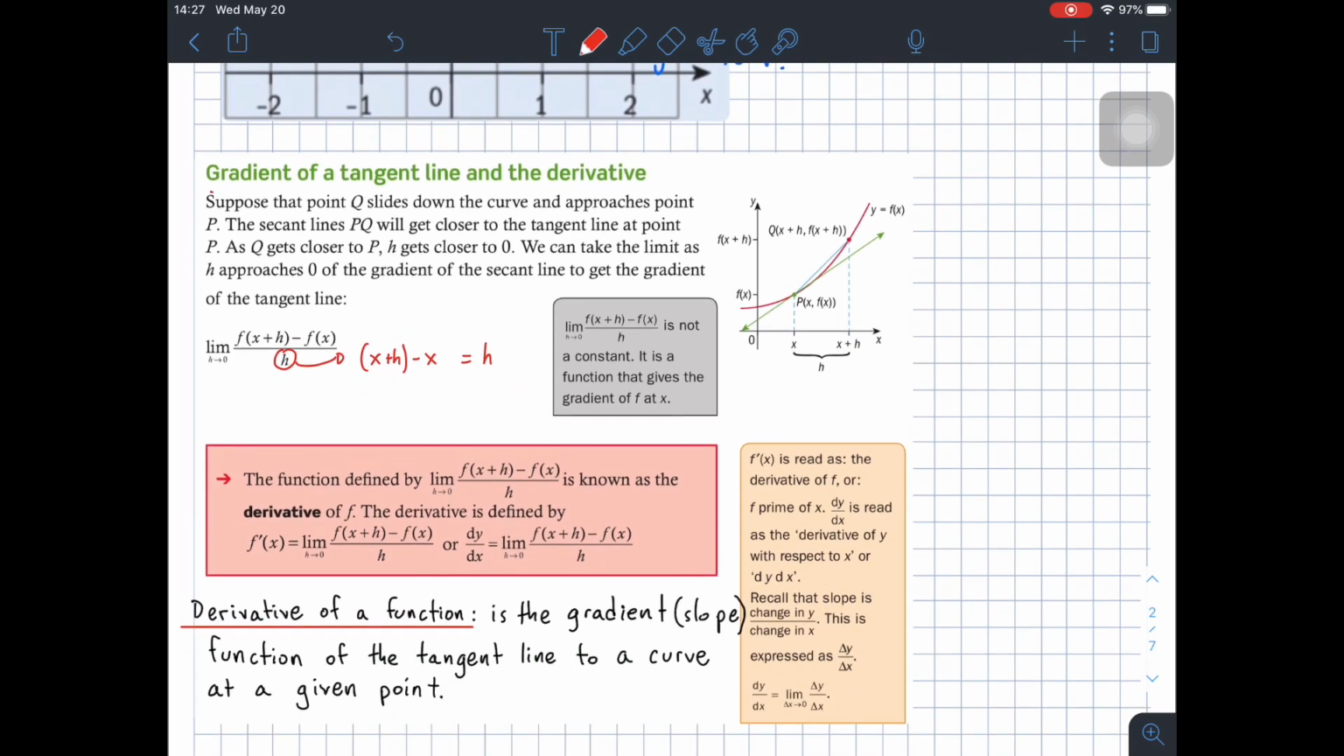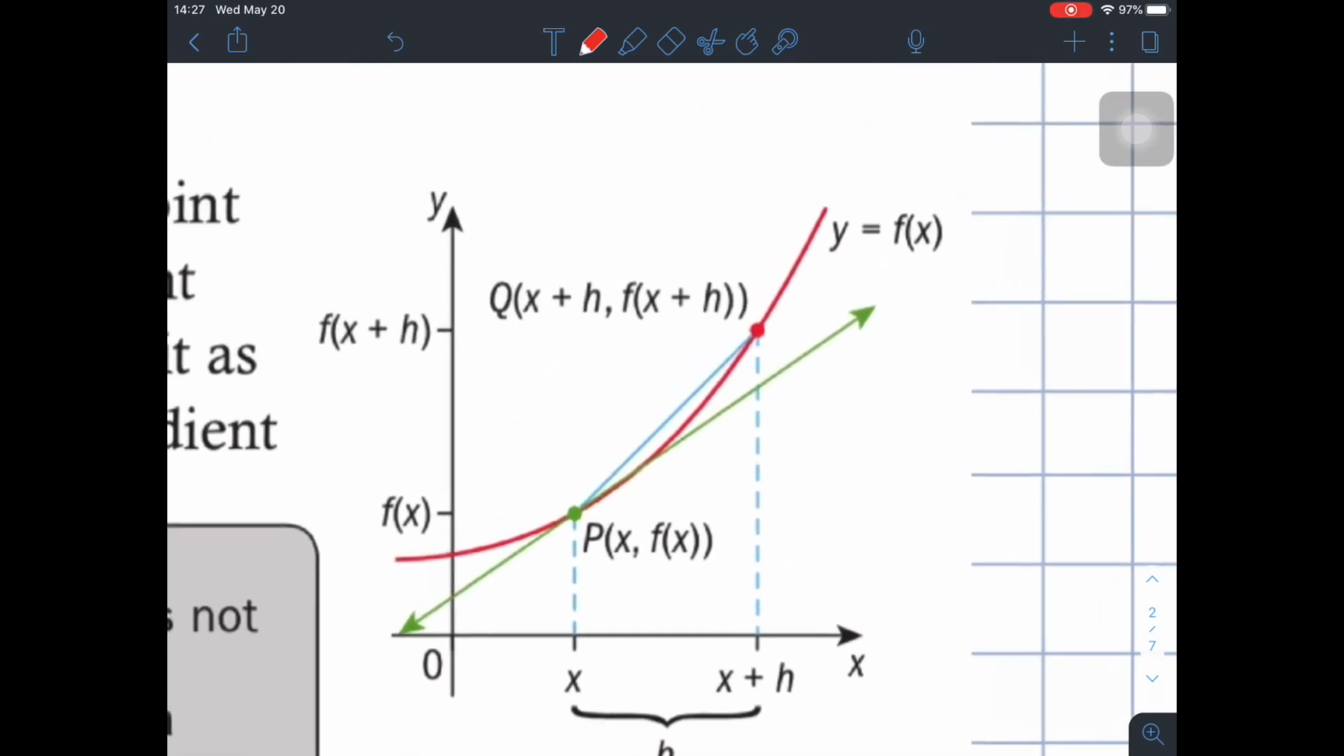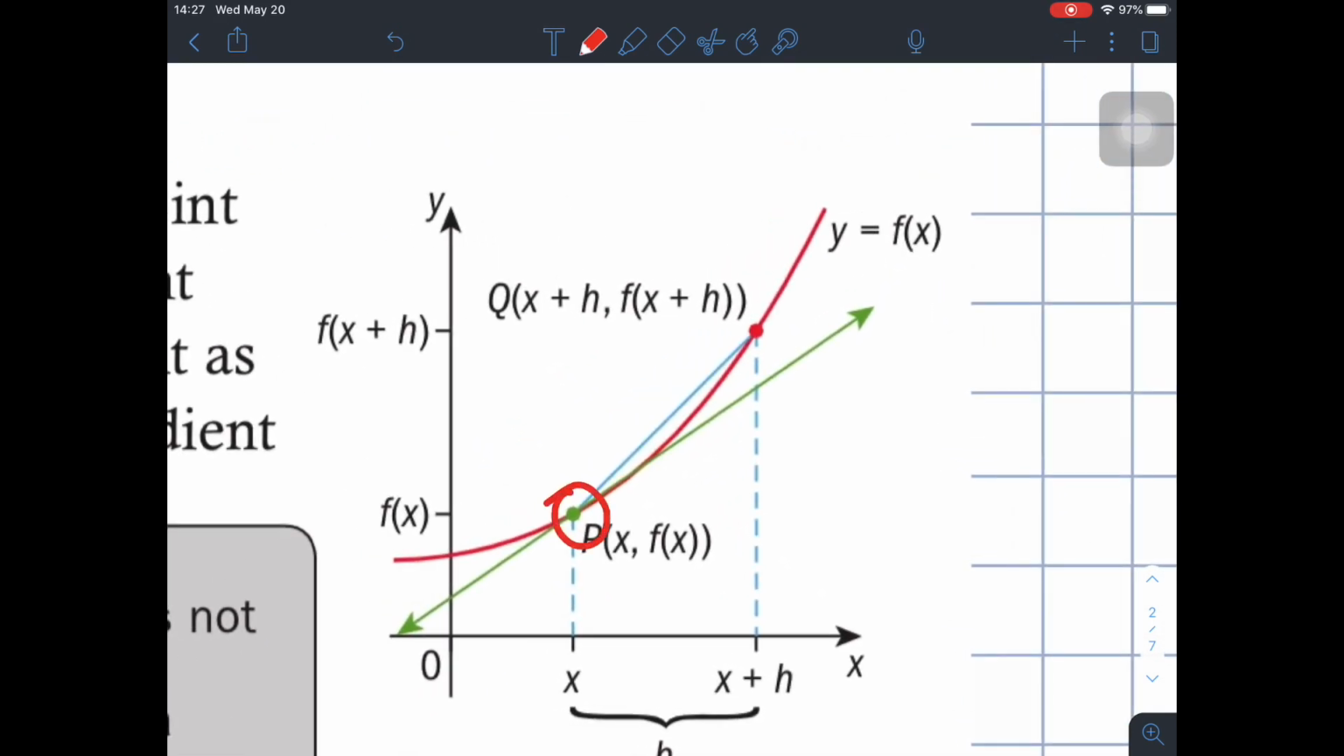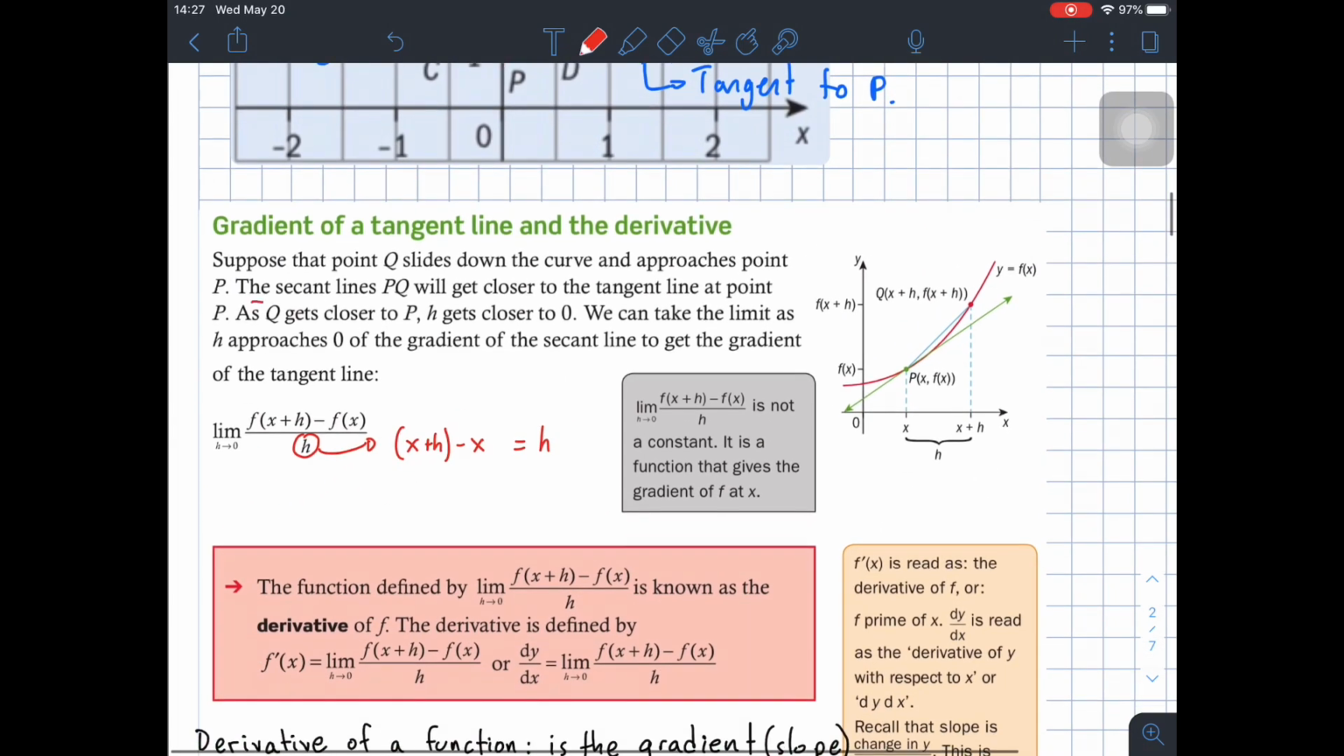Concept. It says gradient of a tangent line and the derivative. Suppose that a point Q slides down the curve and approaches point P. So look at this situation over here. We have point P, which stays there, right? It's like a fixed position. And this point Q, this one over here, we're gonna be sliding this towards point P to analyze what is happening, okay? So the secant line PQ will get closer to the tangent line at point P.